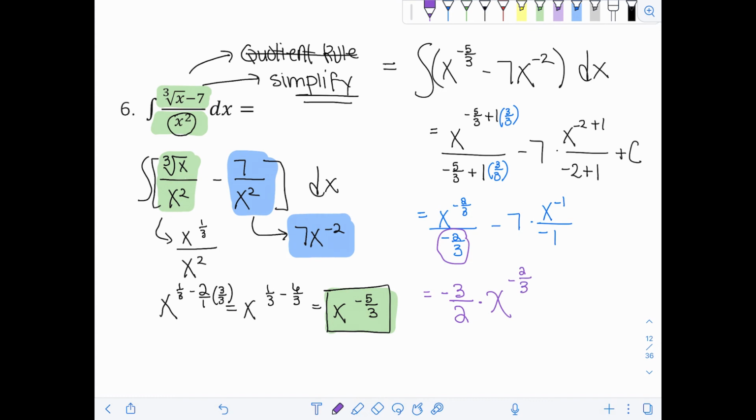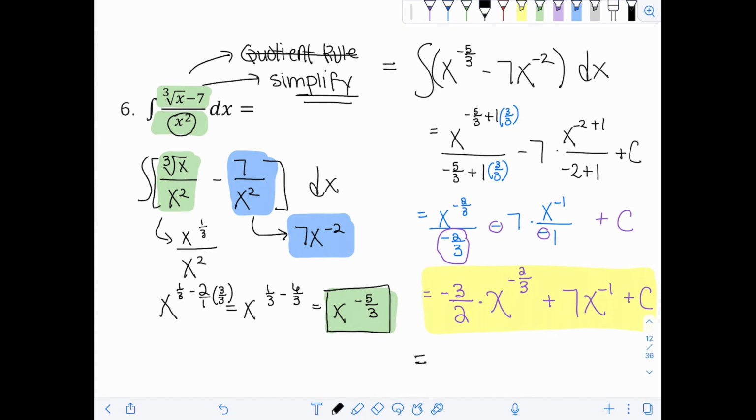For the next one, we've got negative 7 divided by negative 1, so that's going to become plus 7 x to the negative 1. And then I don't want to forget about the plus c. So this is simplified, and we could leave our answer like this. If we wanted to do anything else, you could make the exponents positive by rewriting that in the denominator instead.